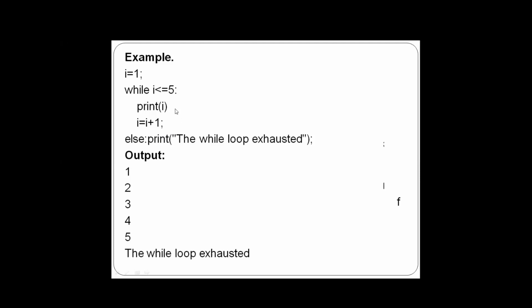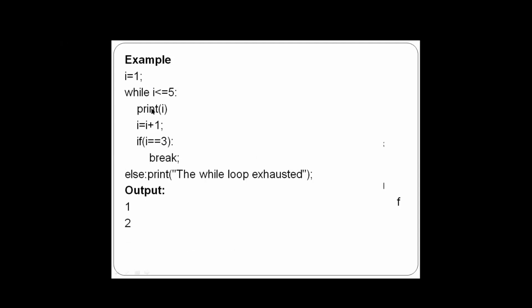So now all these have been executed, right? So my while loop has completed its execution. Only after the while loop has completed its execution, your else part is being printed here. And look at your next example. I say while I is less than or equal to 5, print I, I is equal to I plus 1. And I say when I is equal to 3, I have a break statement.